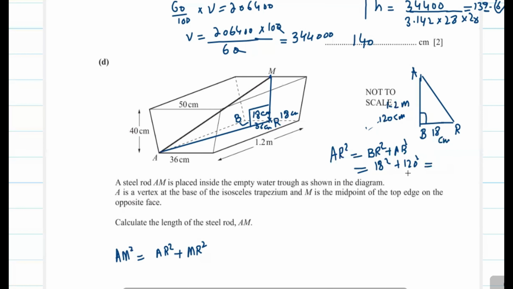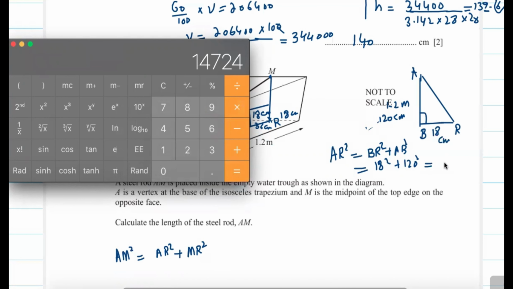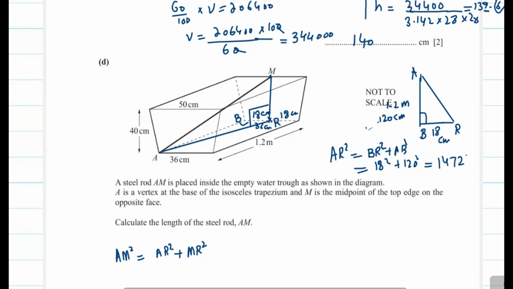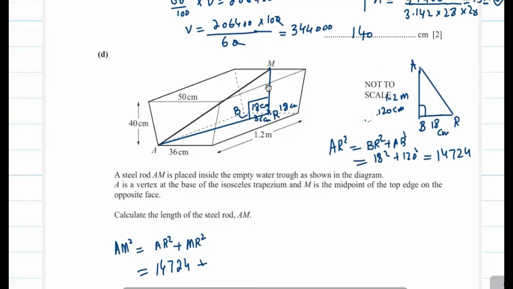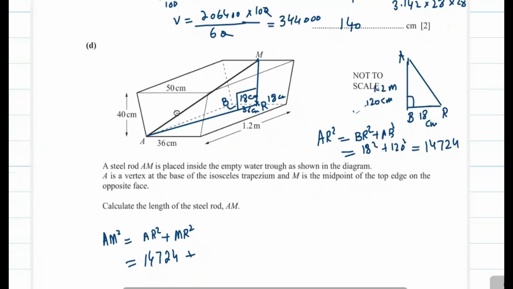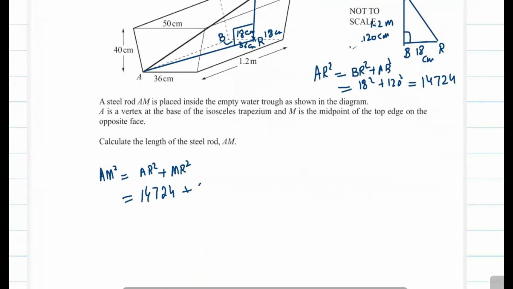Now we calculate it: 14,724. Now we write it as 14,724, plus the MR length. You see here, this is the MR length, which is the height of the trapezium. The trapezium height is 40, so we write MR as 40 square. Now we see that 14,724 plus 1,600.